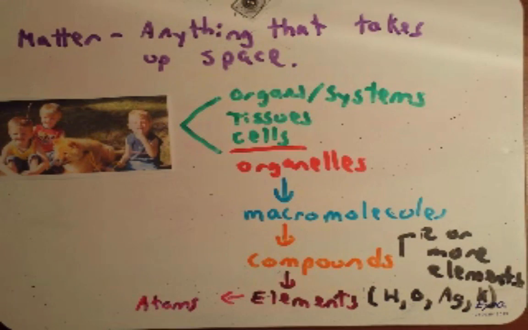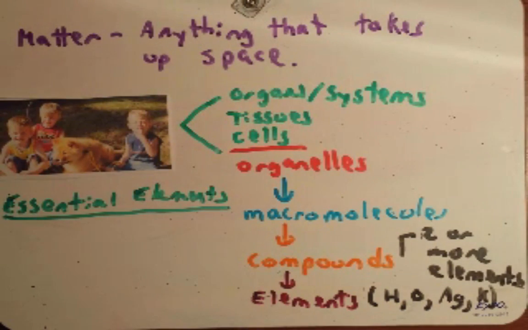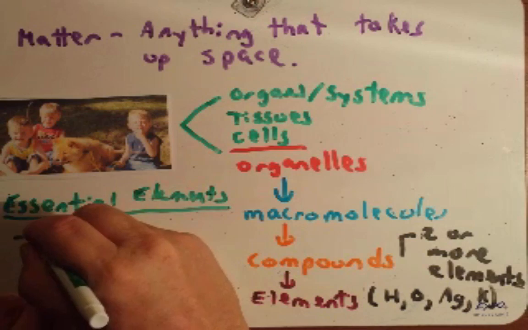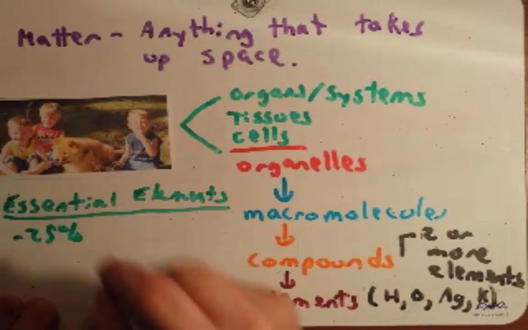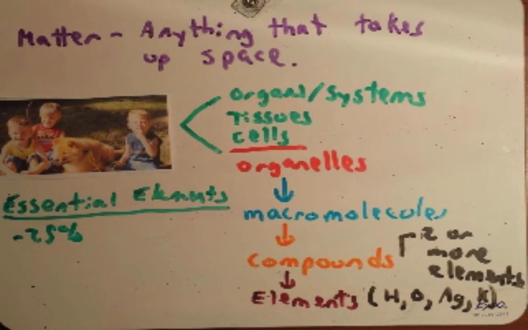that element. I'm going to erase atoms here because I'm going to spend a little bit of time talking about elements. Of these elements, of these 92 elements, about 20 to 25% of them are essential. These essential elements are elements that an organism requires to sustain life. So as I said, there's about 25% of these 92. Now, interestingly, it's not the same 25% for each organism.